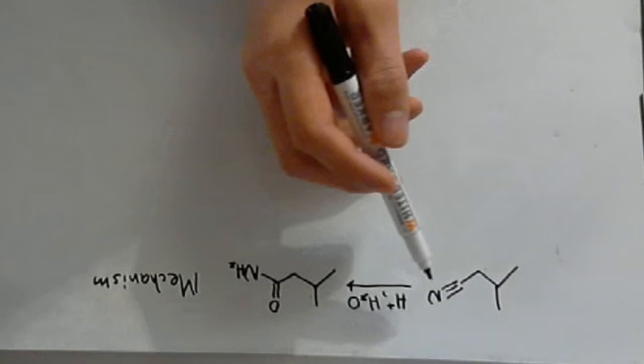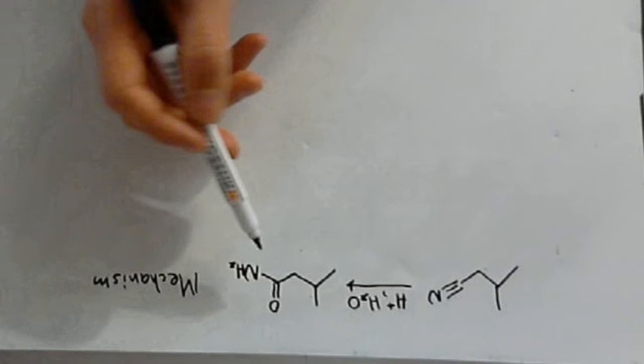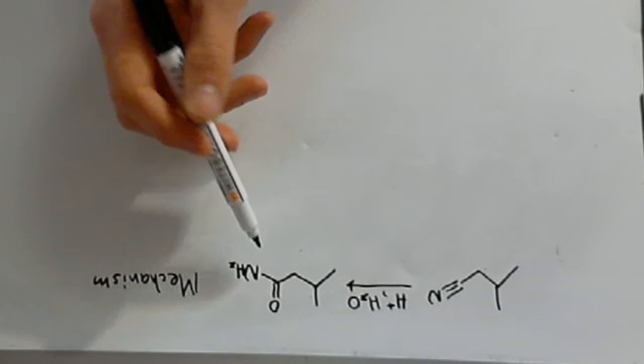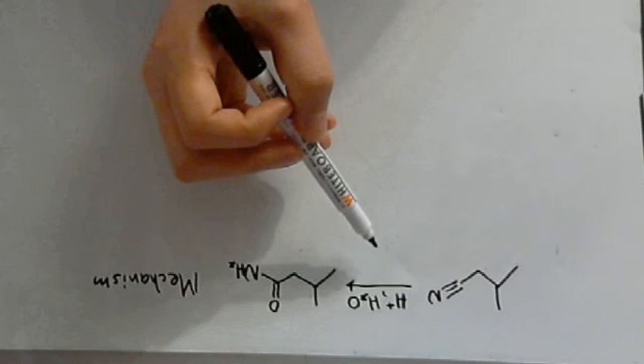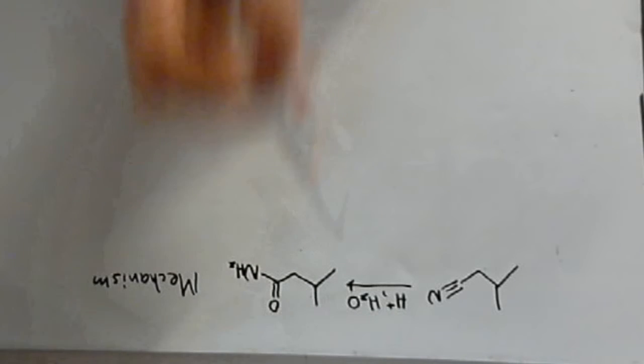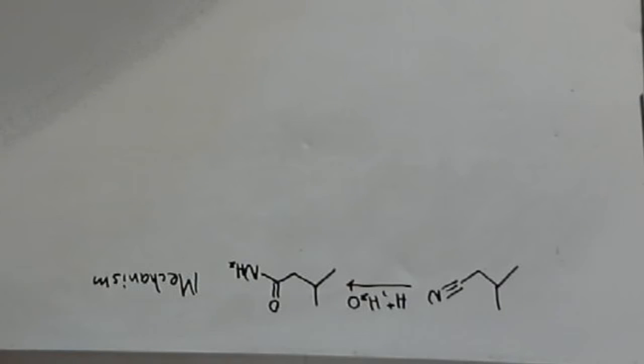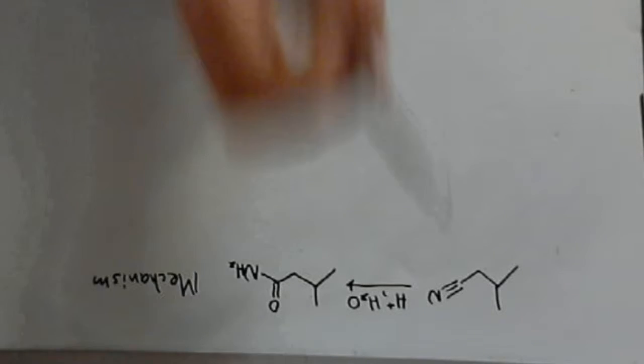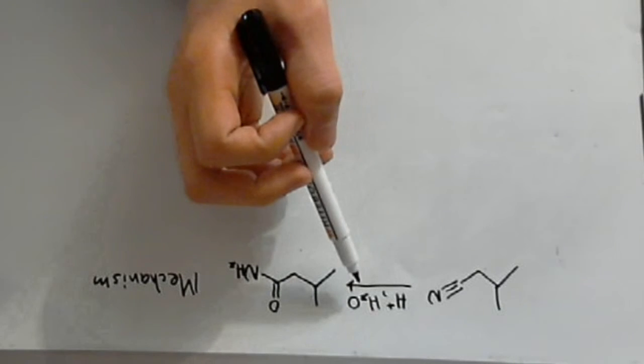We have this nitrile group here, and we're asked to figure out how do we get to this amide. Our reagents are acid and water. So whenever you're doing a mechanism problem, just think about how the first step is going to start. So you have this nitrile group, and you have acid and water.